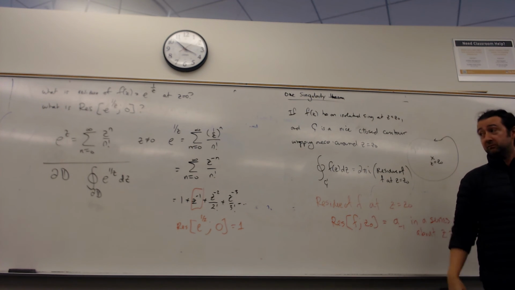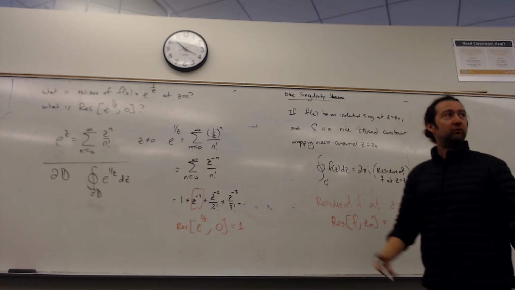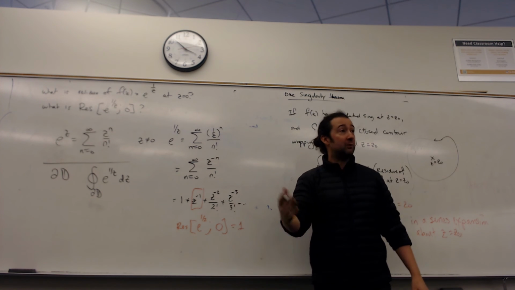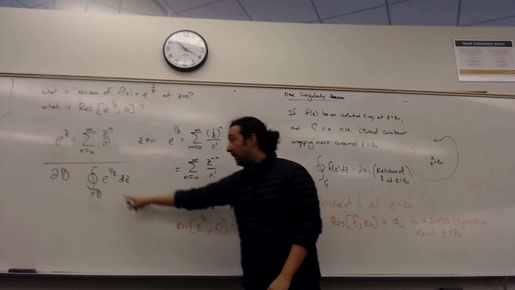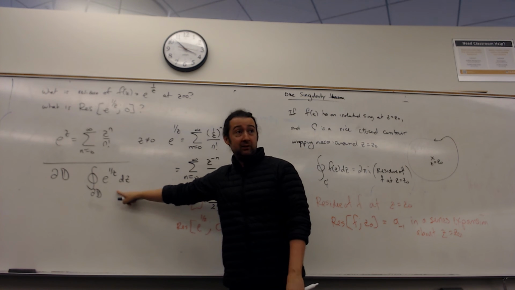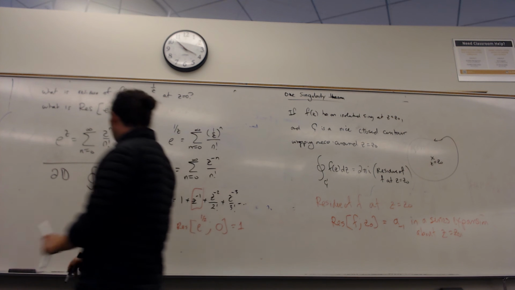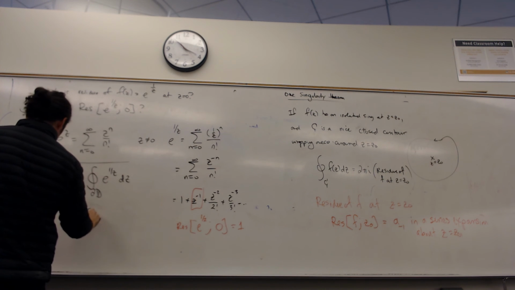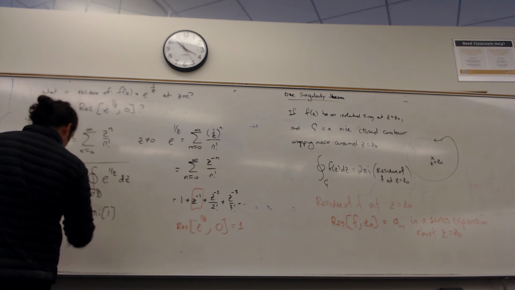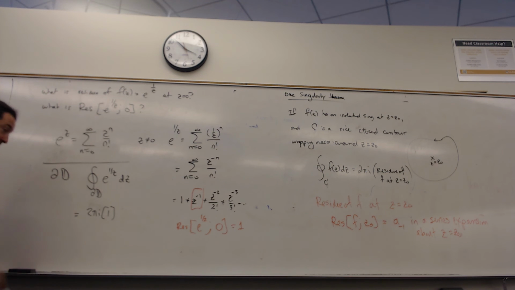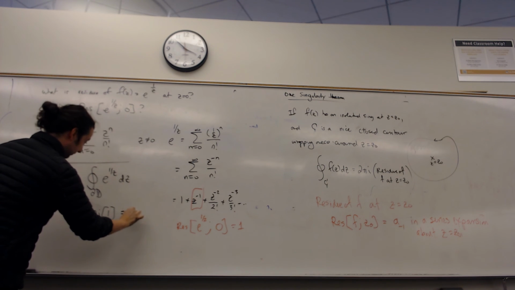So what is it? 2 pi i. It should strike you as absurd that we can do that, right? This function is way, way worse than 1 over z. And yet, if the one singularity theorem is to be believed, this is 2 pi i times the residue at that point. So we get 2 pi i.